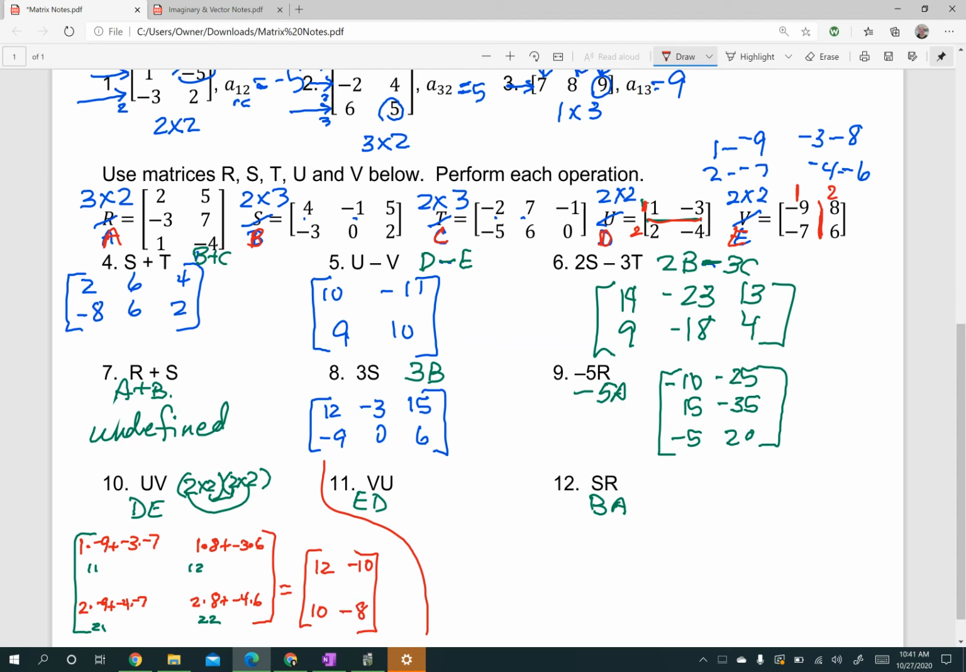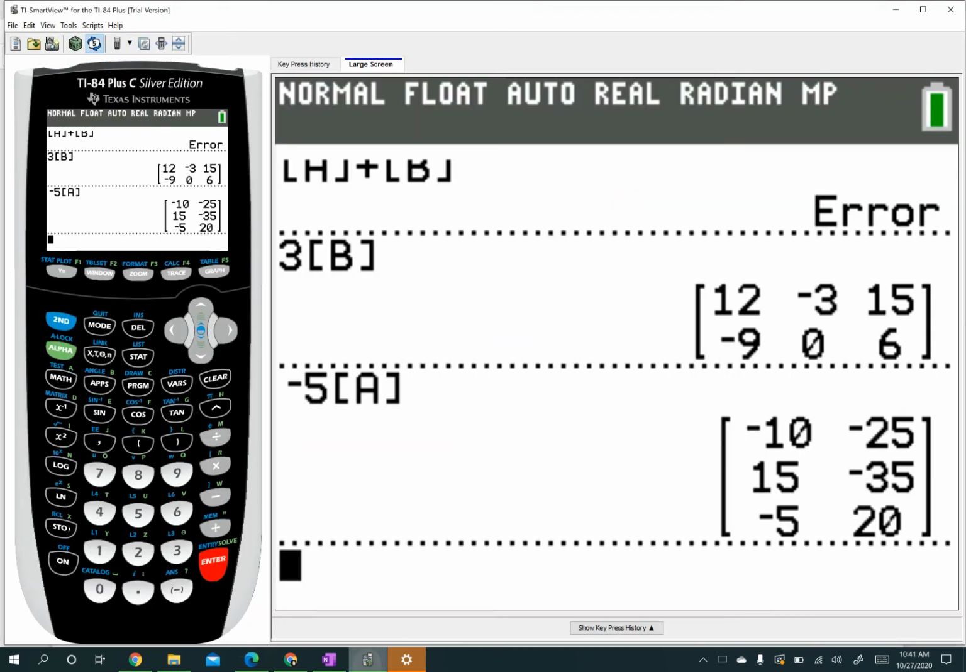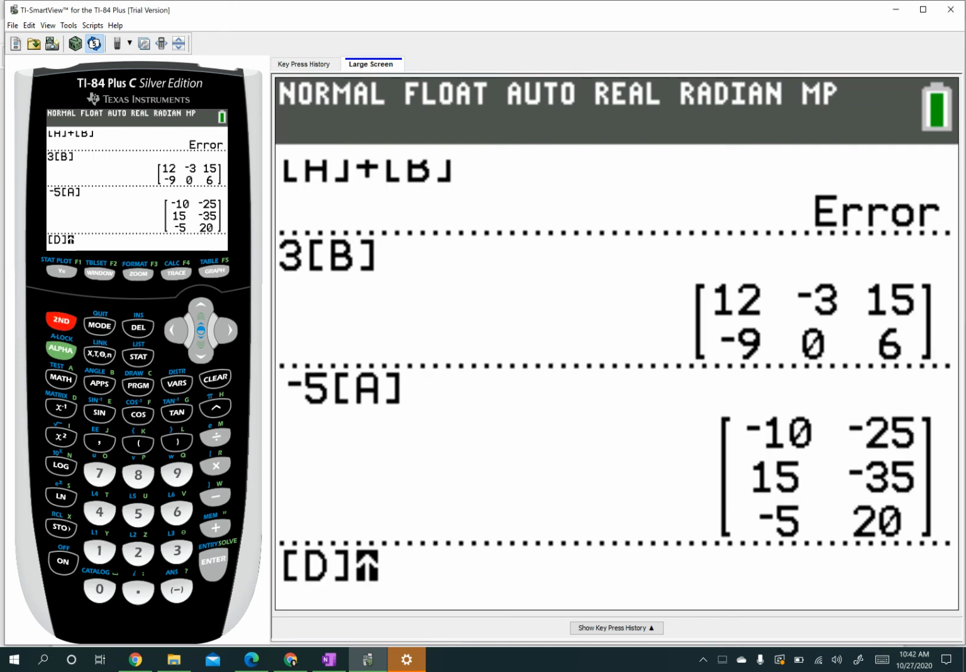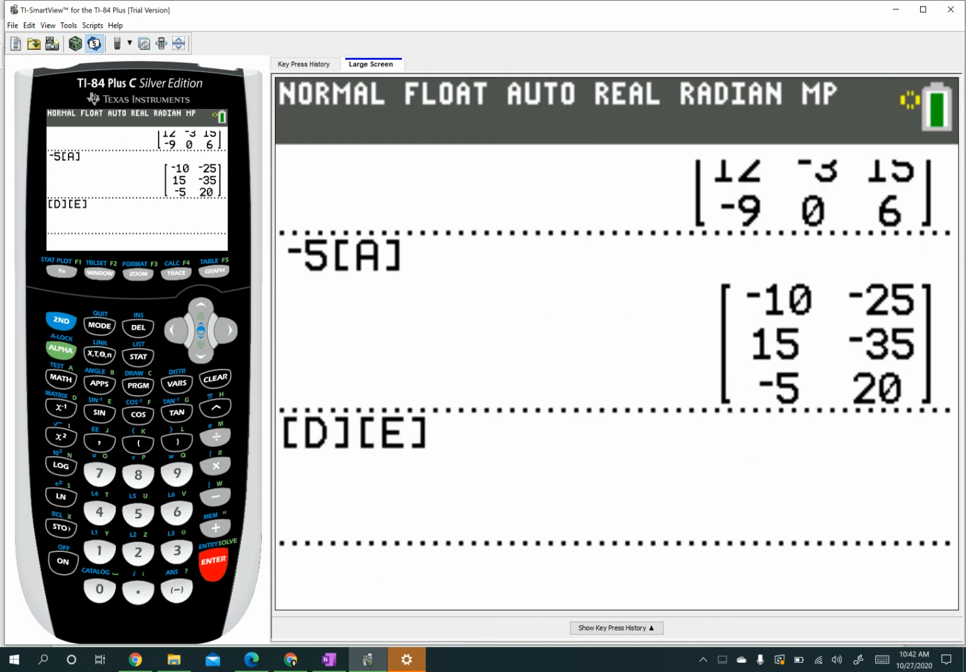Now, that's what you would have to do if you were multiplying by hand. So if we put these in our calculators, that's what we would have to do to check it. So we just put DE in our calculator. So second matrix 4 and second matrix 5. And you'll see 12, -10, 10, -8.